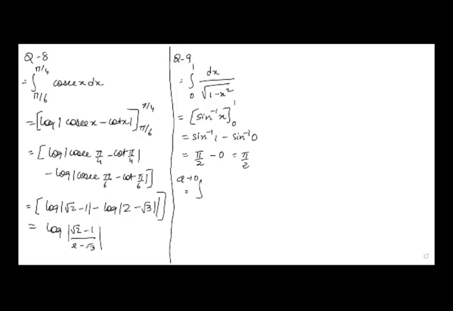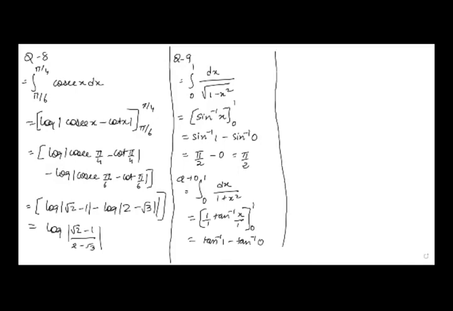Then integration 0 to 1 dx upon 1 plus x square. This is 1 by a tan inverse x by a. We'll keep the value of x as 1 and then 0. Tan inverse 1 is pi by 4, tan inverse 0 is 0. So answer is pi by 4.